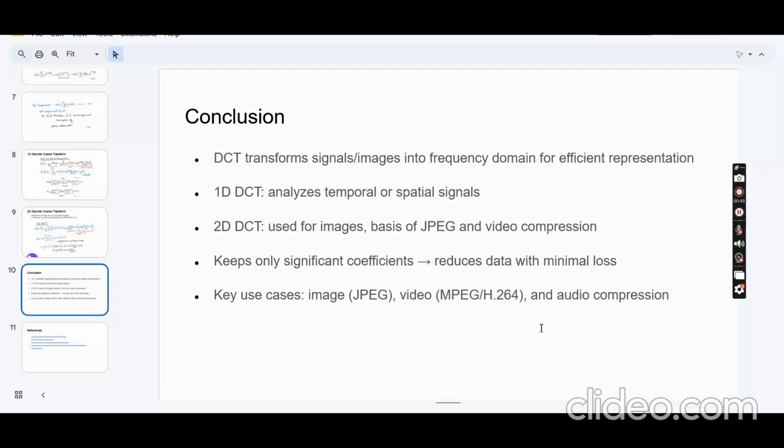By retaining only the significant coefficients, we can achieve substantial data reduction with minimal perceptual loss. This makes DCT widely used in applications such as JPEG image compression, MPEG, and H.264 video coding, audio compression, and other multimedia processing tasks where reducing storage or transmission bandwidth is essential.